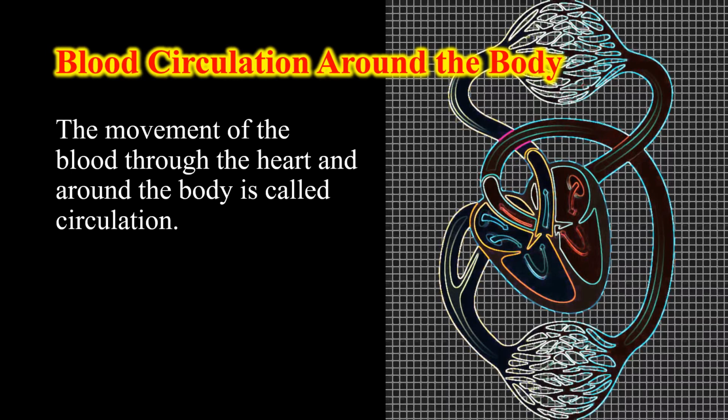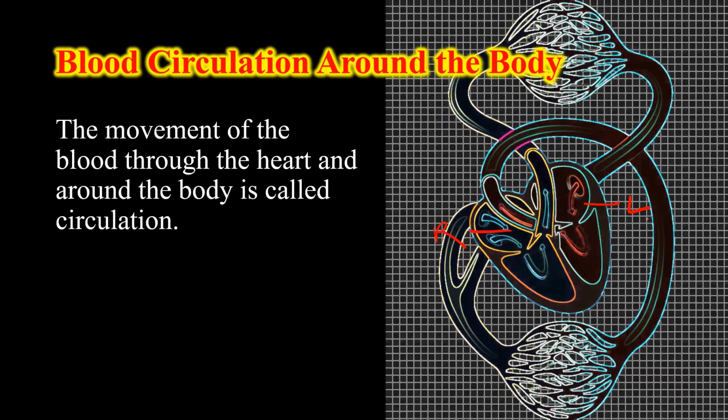And students, now let us understand how the blood circulates around the body. First of all, let us understand the meaning of circulation. The movement of the blood through the heart and around the body is called circulation. And students, before understanding the blood circulation around the body, let us know some facts about our heart. Our heart is divided into two different sides, the left side and the right side.